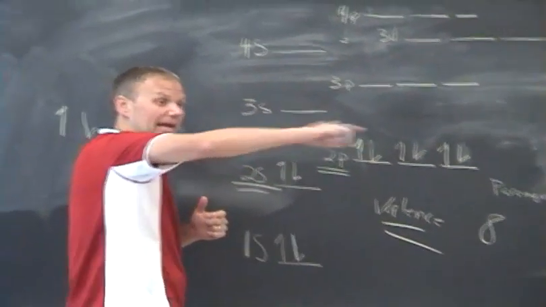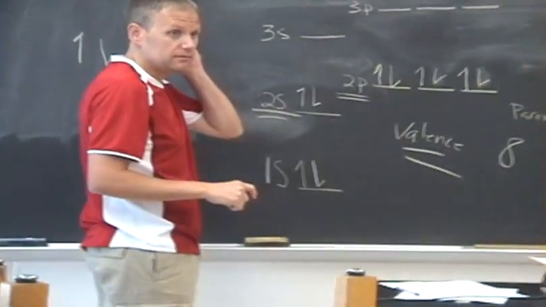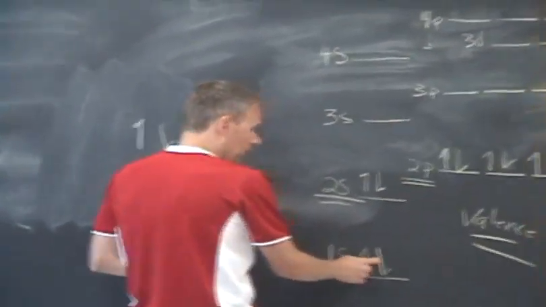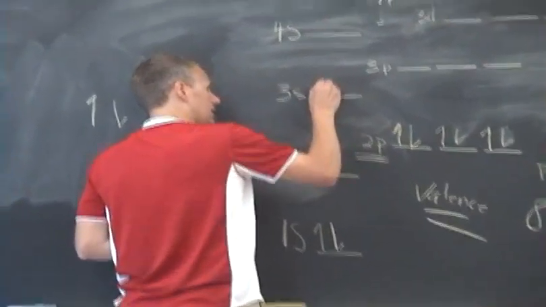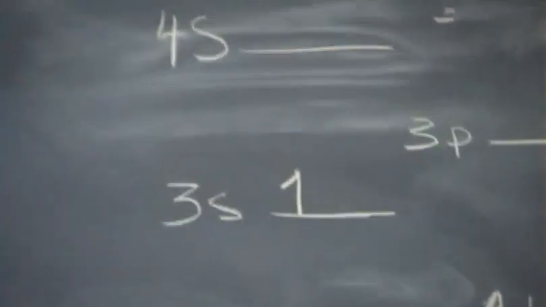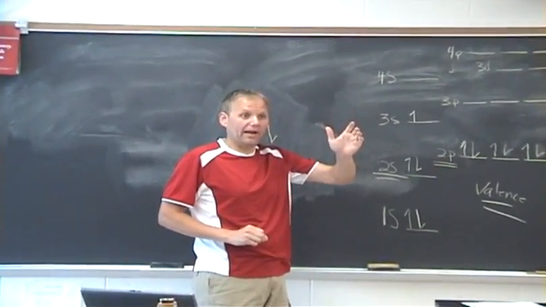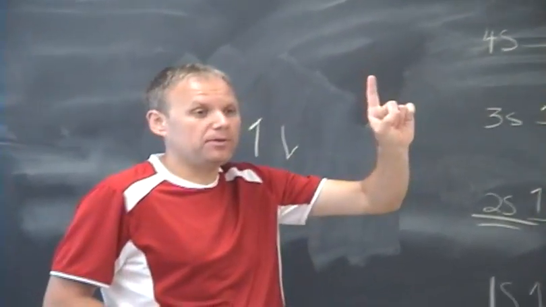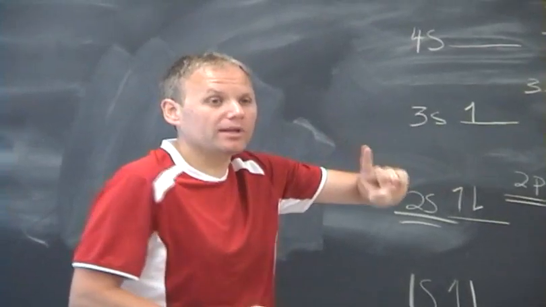Let's go to the next row down, which is sodium. I think sodium's next, right, after neon. Sodium has 11 electrons: 1, 2, 3, 4, 5, 6, 7, 8, 9, 10, 11. Now, what did we say sodium did when it formed an ion? What charge did it take on? Plus 1. What has to happen to become a +1 charge? You have to lose an electron. Why does sodium lose electrons?